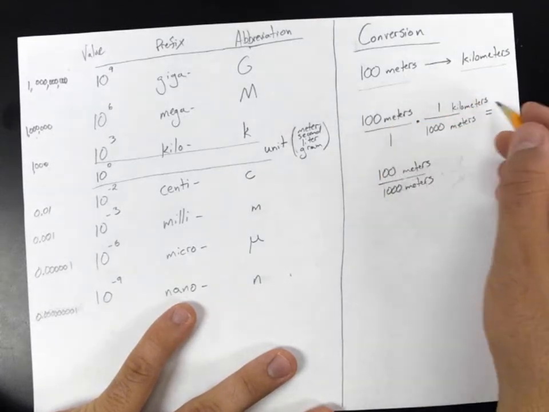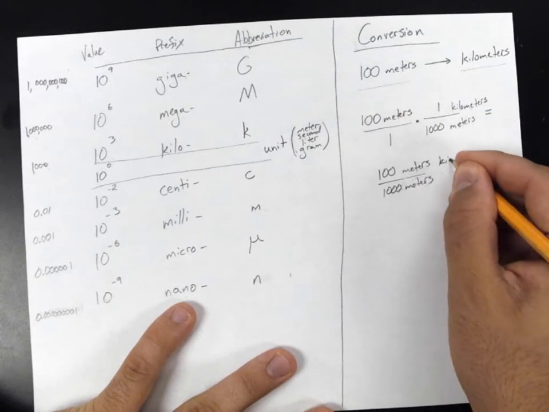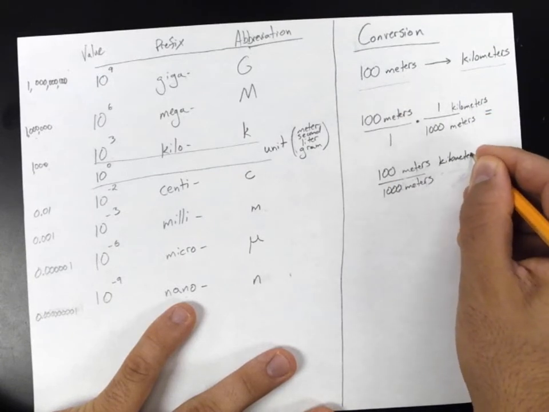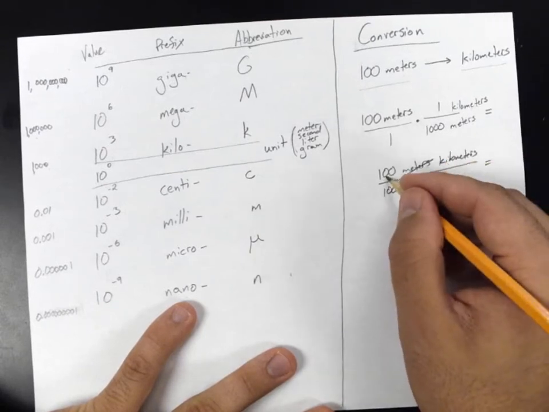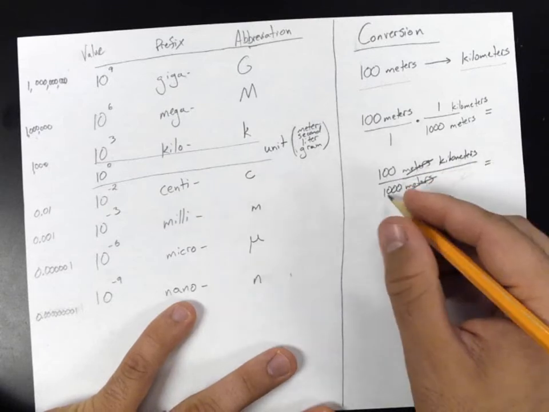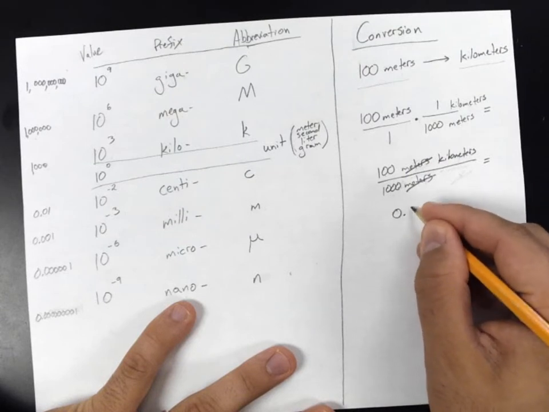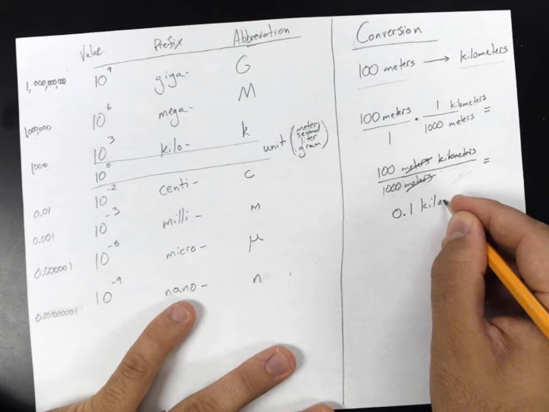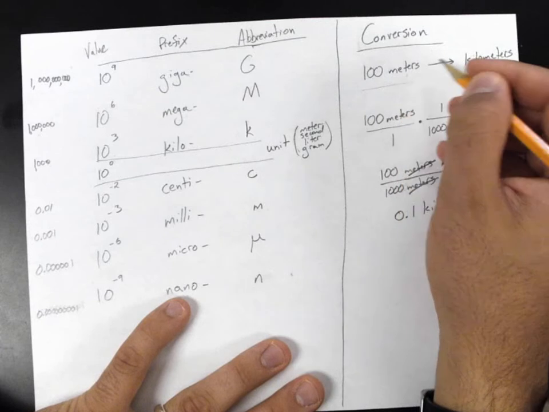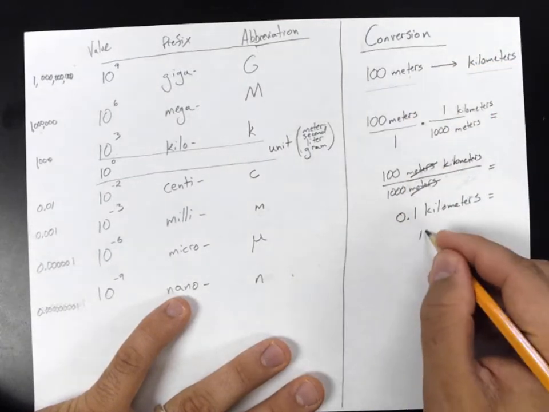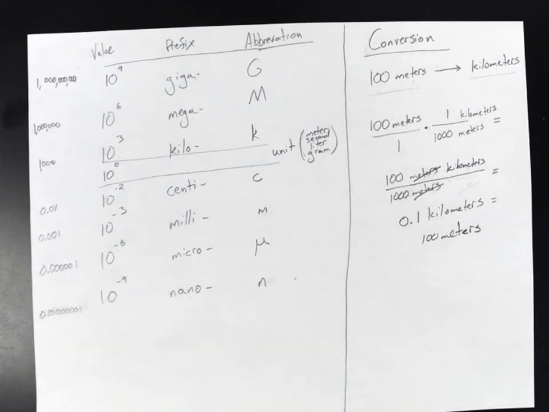Then we multiply across the top and multiply across the bottom. So meters and then kilometers right there. And then we cancel out our meters. Now we've got 100 over 1,000 kilometers. If you can do your math there, that is 1/10, so 0.1 kilometers. So it looks like 100 meters is equal to 1/10 of a kilometer, 0.1 kilometers.